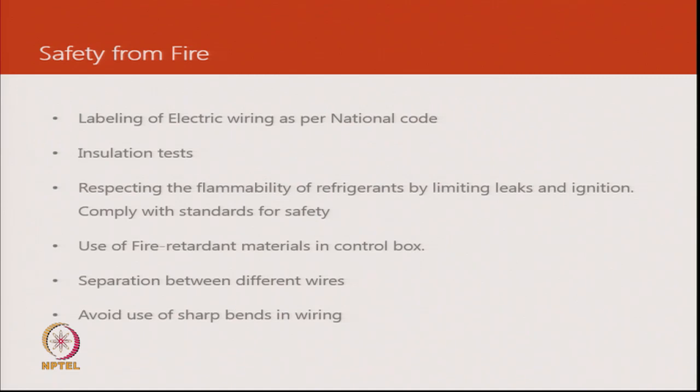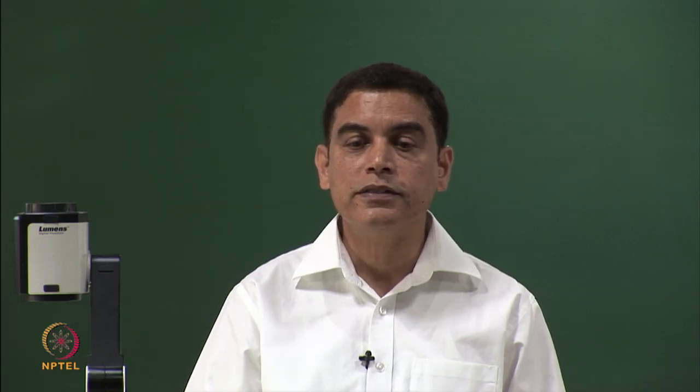Then using fire retardant materials in the control box. In a control box there is a lot of wiring, and for different reasons there could be sparks. If we have a material which is fire retardant, it is more likely to contain the fire than something which is flammable itself.